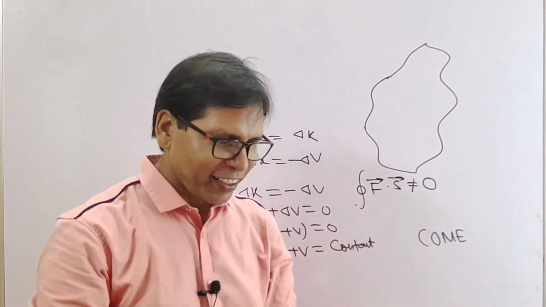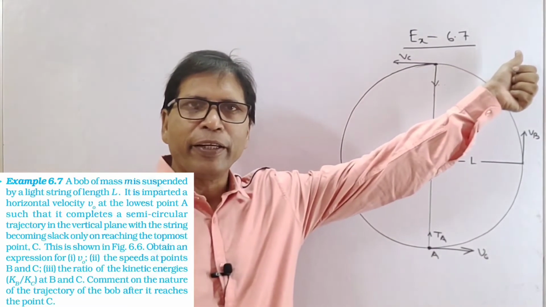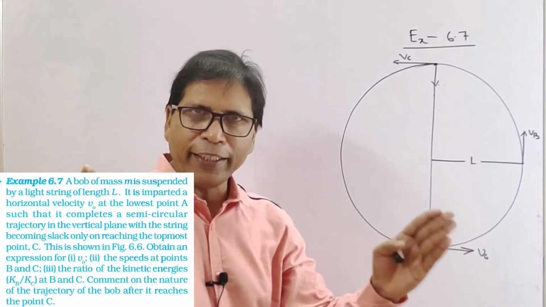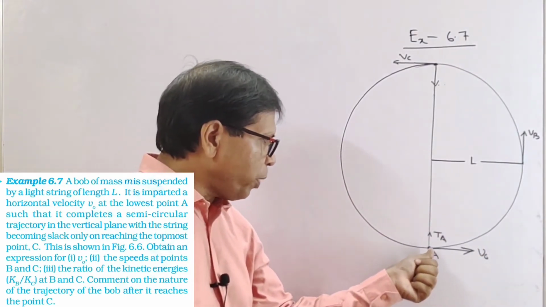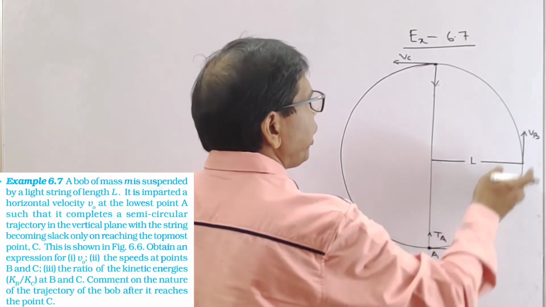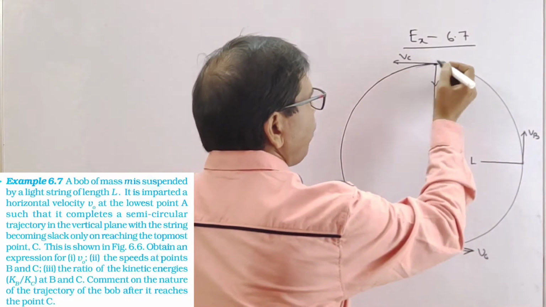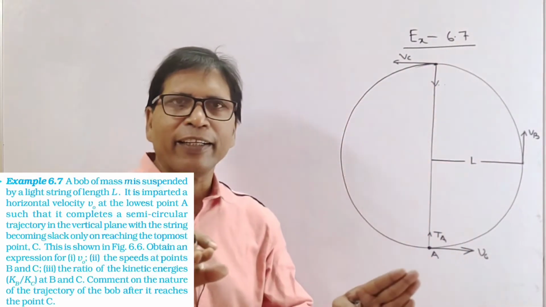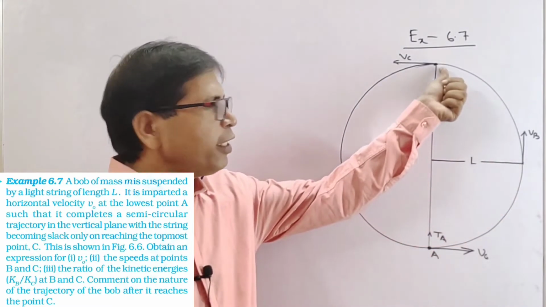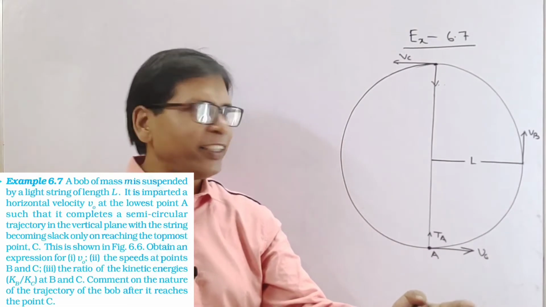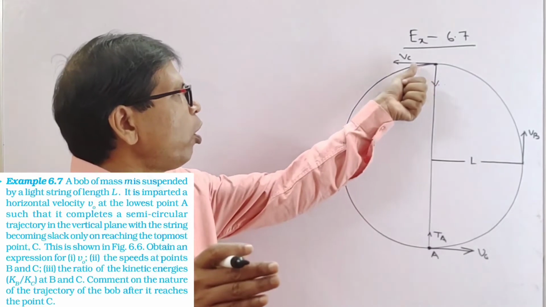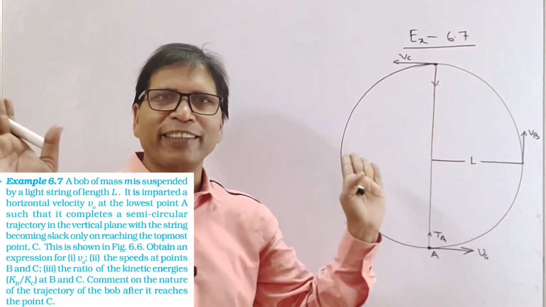Okay. Next. Now NCERT 6.7. A particle of mass m is suspended by means of a string of length L. It is projected with velocity v0 at A in such a way that it completes the semicircular path, and at the top point the string becomes slack. We have to calculate the velocity at B, velocity at C, and the ratio of kinetic energy at B and C. And what happens to the motion of the particle after the point C.